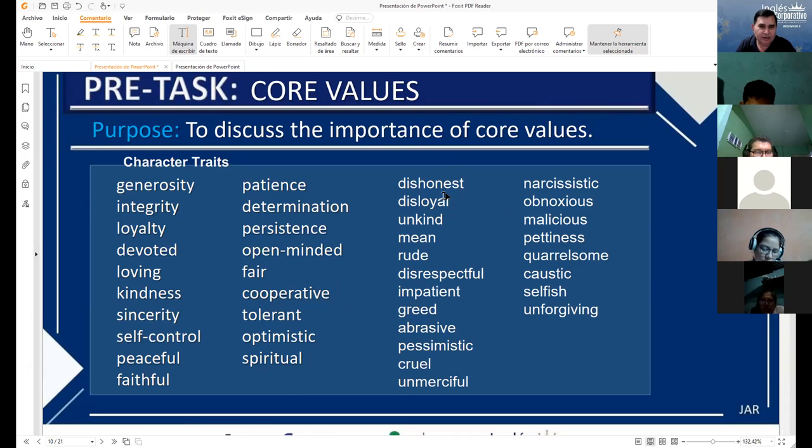Now, the other one, dishonest, disloyal, unkind, mean, rude, disrespectful, impatient, greed, abrasive, pessimistic, cruel, unmerciful, narcissistic, obnoxious, malicious, pettiness, quarrelsome, caustic, selfish, unforgiving. We're going to see some of these, but not all of them. So, do you have questions?